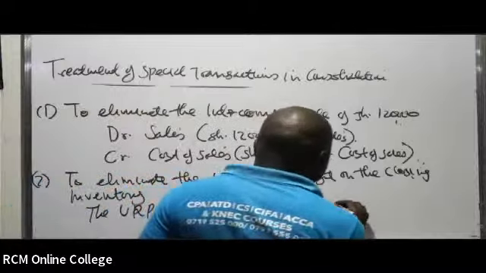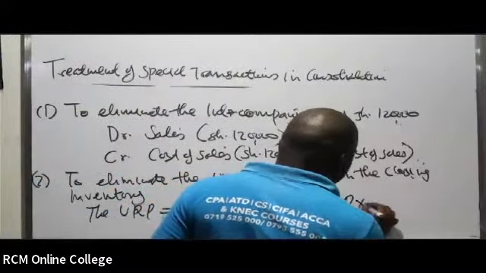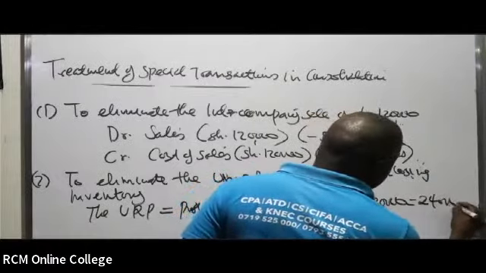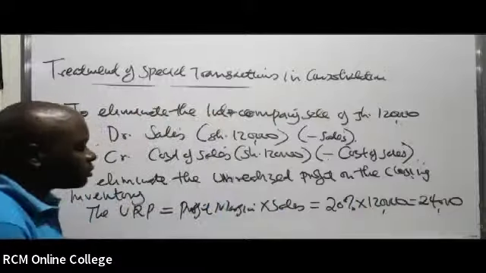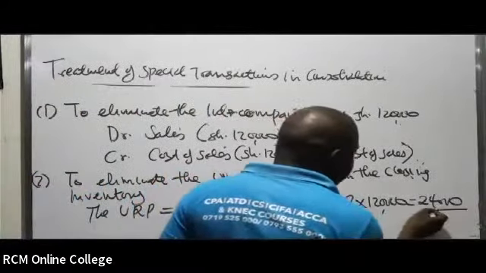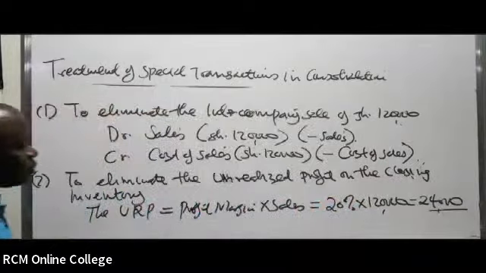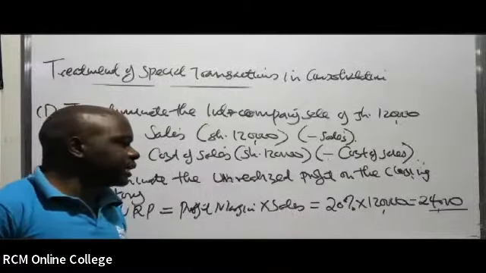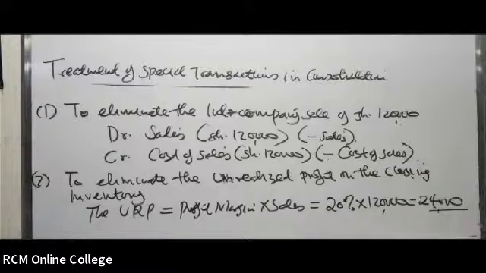20% multiplied by 120,000 is equal to 24,000. So this is how we get the unrealized profits. You're using the margin. The profit margin is exactly 20%, multiplied by the sales.